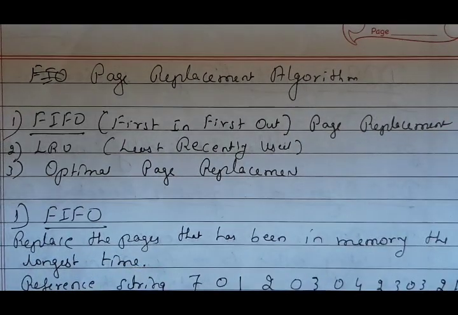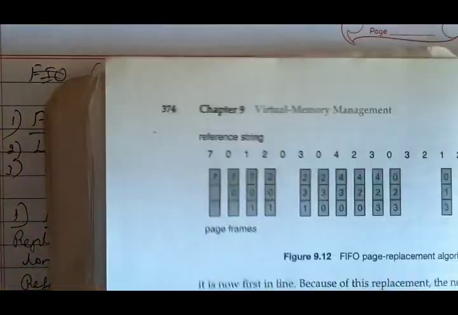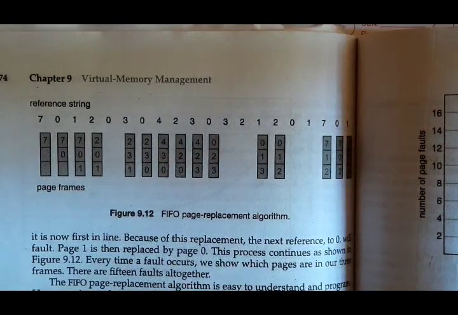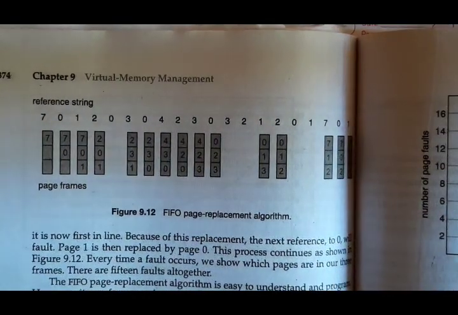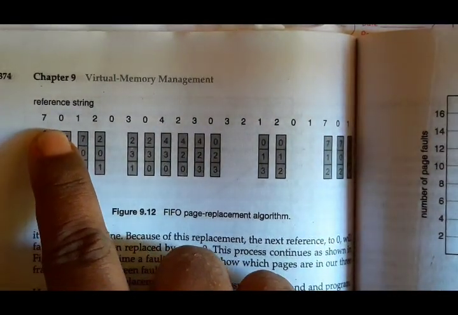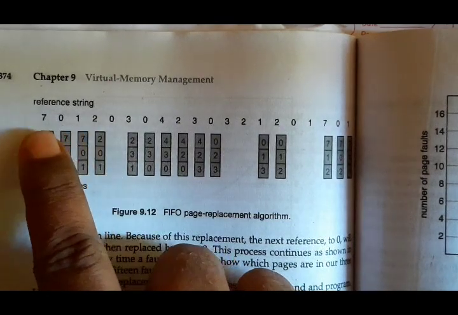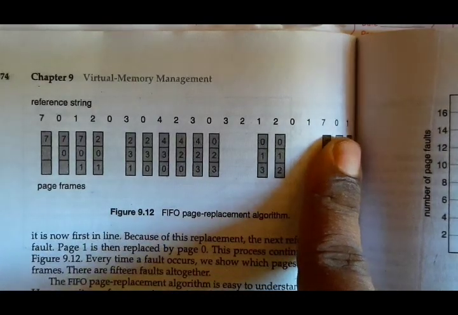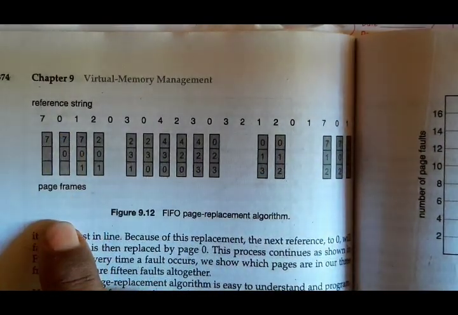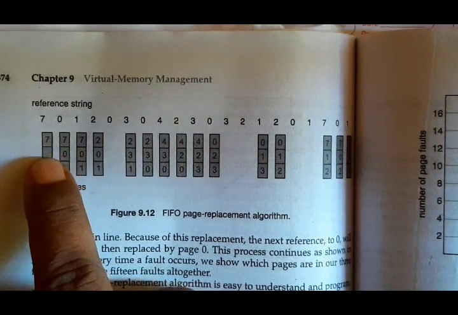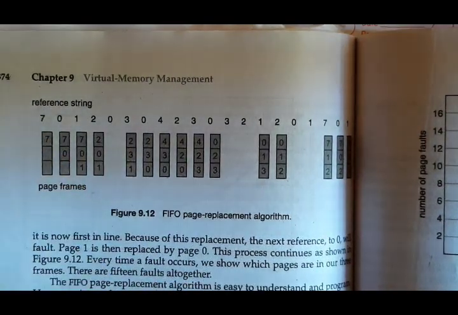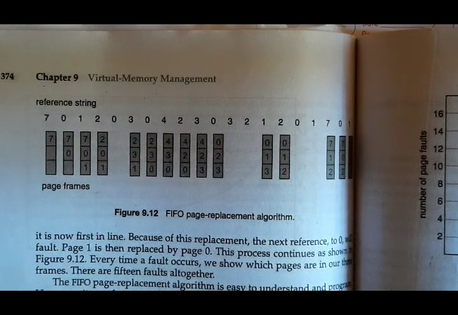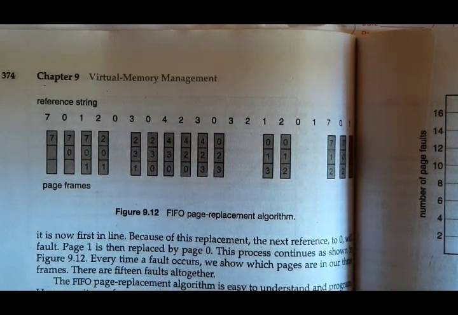Let's take an example here. This is the reference string. These are the pages the CPU demands. The RAM contains 3 frames. The RAM can allocate only 3 frames, so only 3 pages can be assigned at a time.